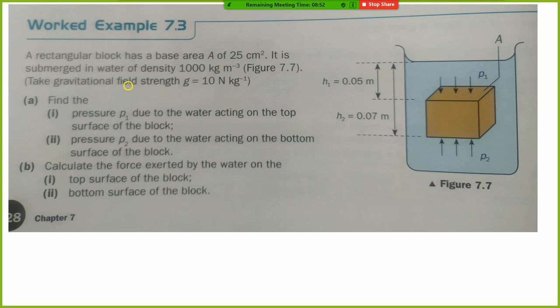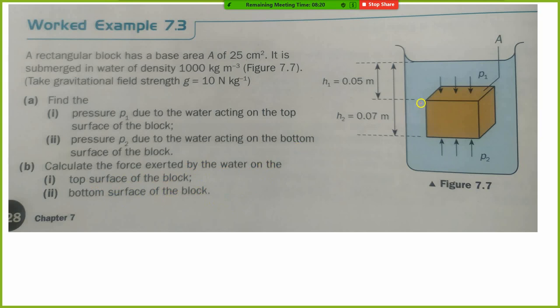Just recognize that it's the same thing. Now, the question goes on to say, find the pressure, P1, due to the water acting on the top surface of the block. It says find the pressure, P2, due to the water acting on the bottom surface of the block. And it says calculate the force exerted by the water on the top surface of the block, also the bottom surface of the block, right?